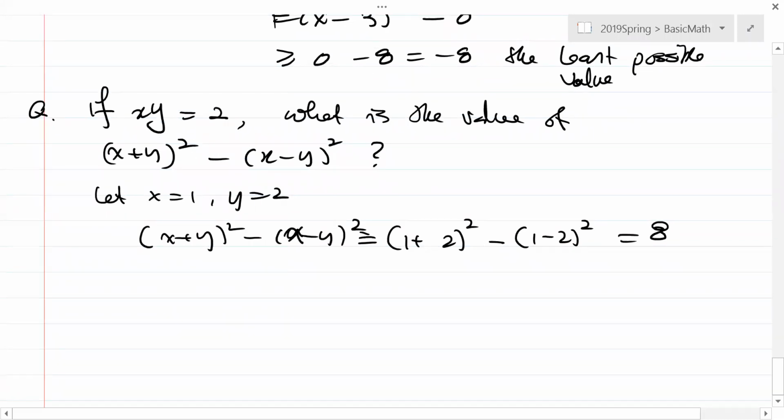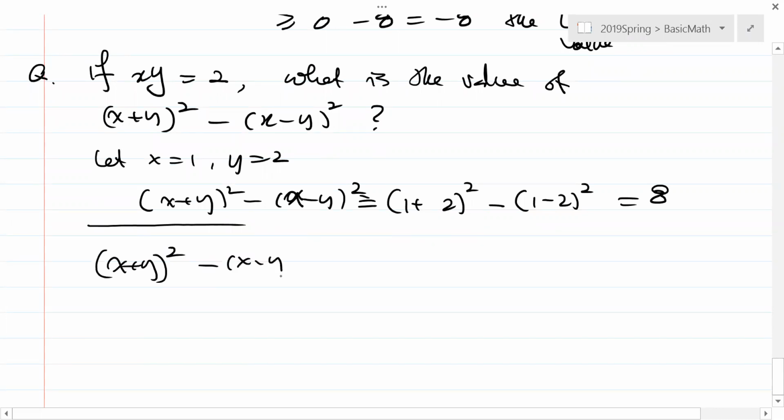You can let x be 2, y be 1. But that's not the best way to do this. It's not proof. You just say, okay, I guess this is the answer. Guess and check.